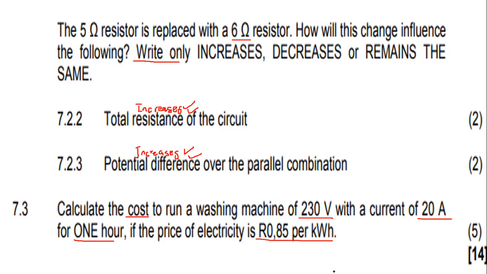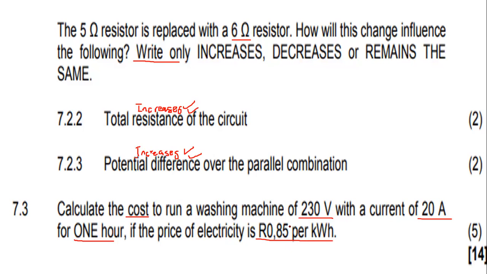Now, this is what I want you to remember. We have two different costs, and I told you this yesterday. We have a cost for usage, to say how much in rands or in cents did it cost you to use a certain appliance. But we also have the cost per kilowatt hour. And if you check here, the cost per kilowatt hour is given.